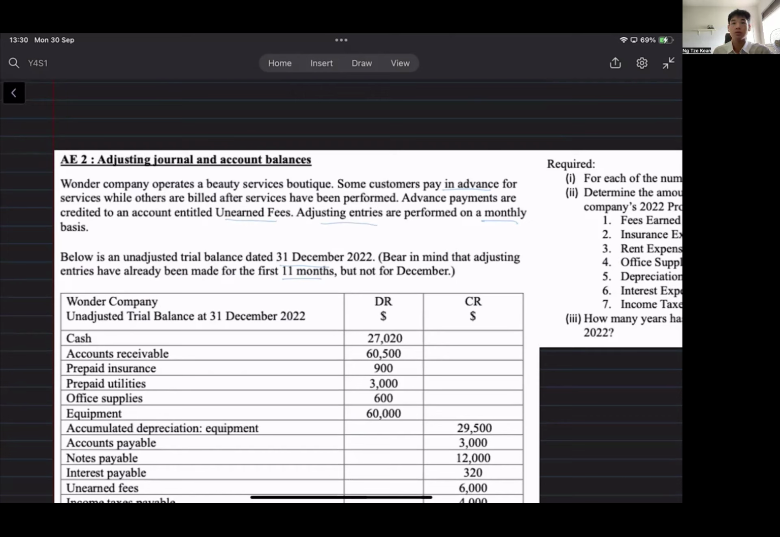Maybe just before we start the question, we want to go through what an adjusting entry is. The adjusting entry would be to match the revenue earned or the expenses incurred for that time period, such that you're going to adjust a certain line item to more accurately reflect what has occurred in the company.